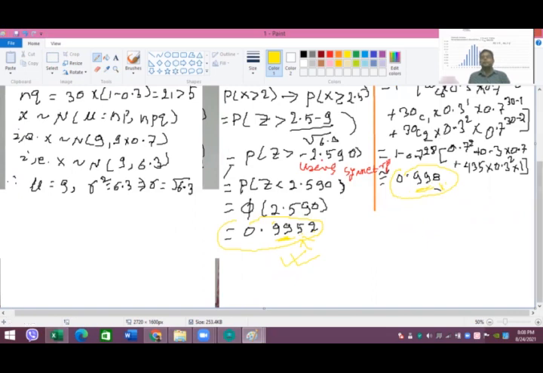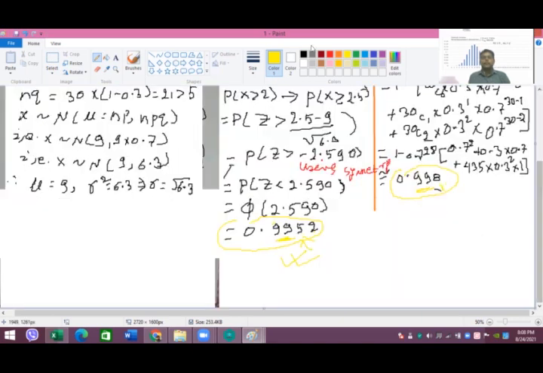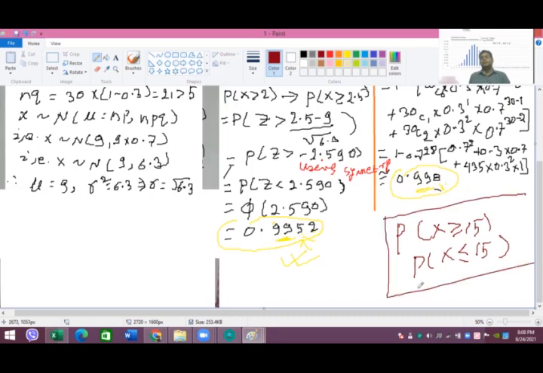Especially in this case it is fine up to greater than 2, but as I discussed earlier, what if out of 30 you would like to calculate the probability of x greater than or equal to 15? It requires 15 steps, or x less than or equal to 15 requires 16 steps, and it requires a lot of time and effort, and it will be tedious to calculate your binomial probability using the binomial distribution formula.